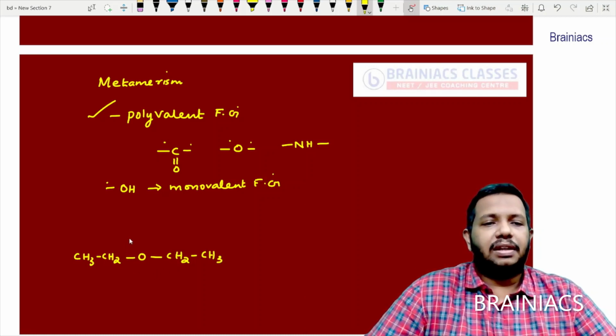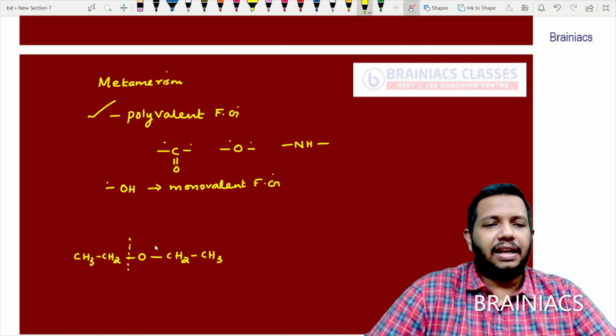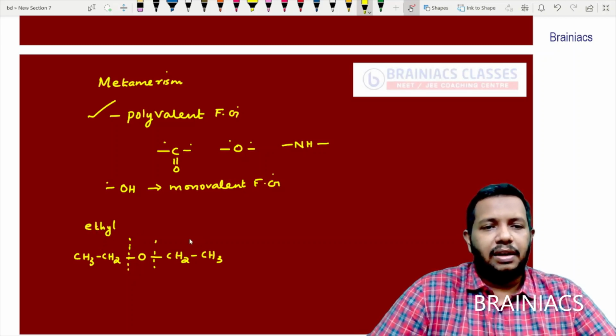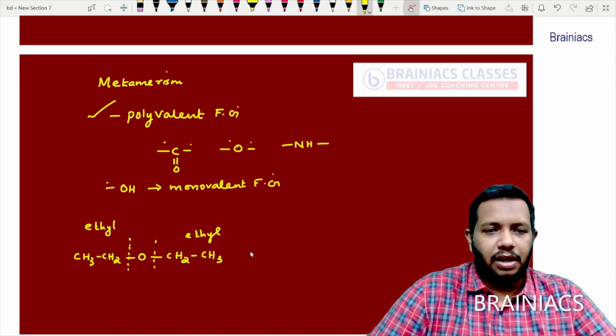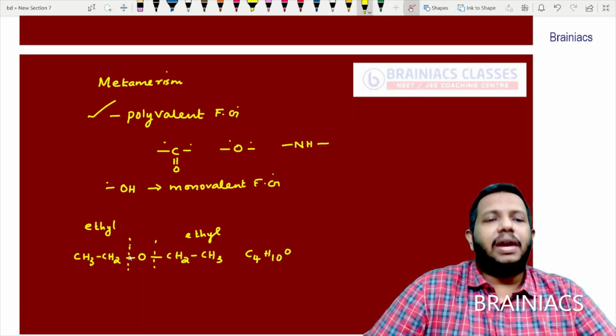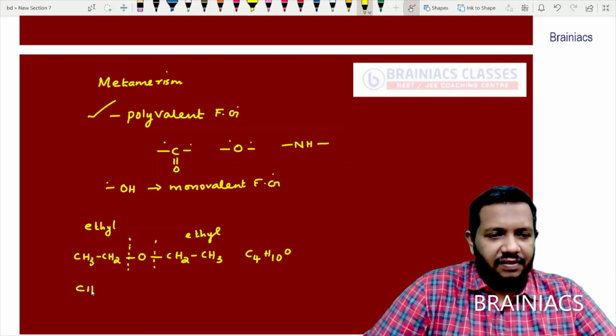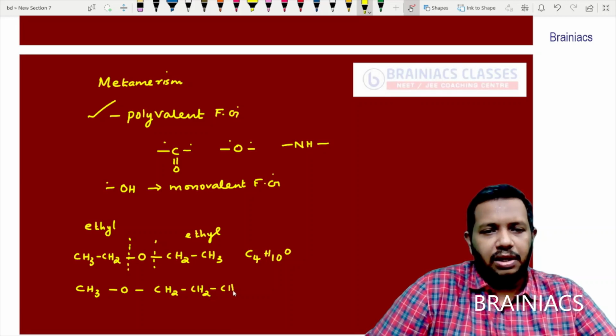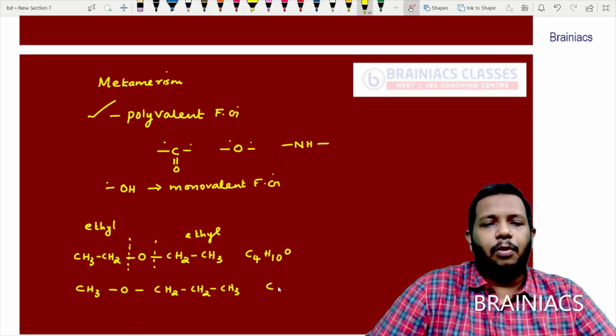I know that if I am looking at both sides of the alkyl group, we have ethyl here, and here also we have ethyl. Now, what is the molecular formula? We can see carbon 4, hydrogen 10, and one oxygen. Now I can rearrange this in another way: CH3, then O, then CH2, CH2, CH3. Here also, the molecular formula is C4H10O.